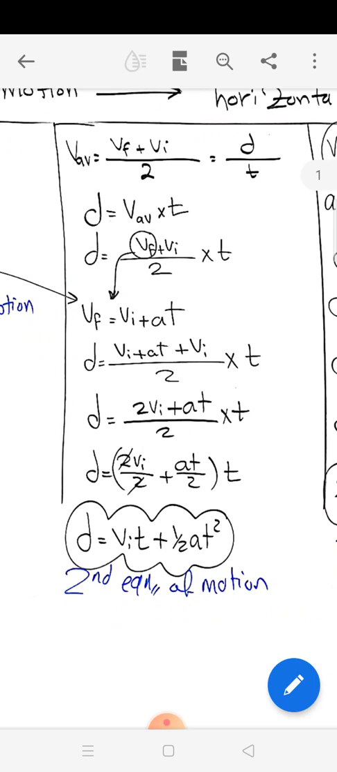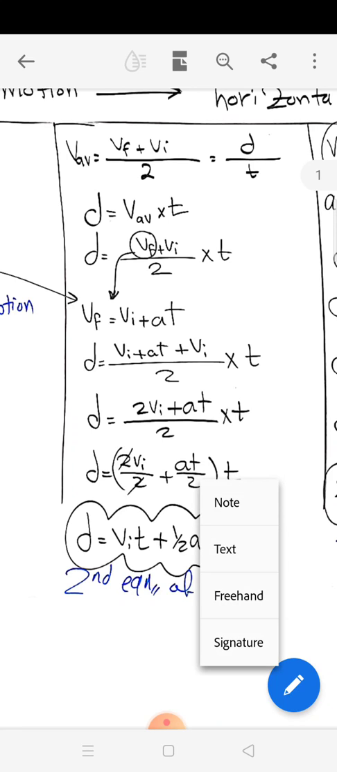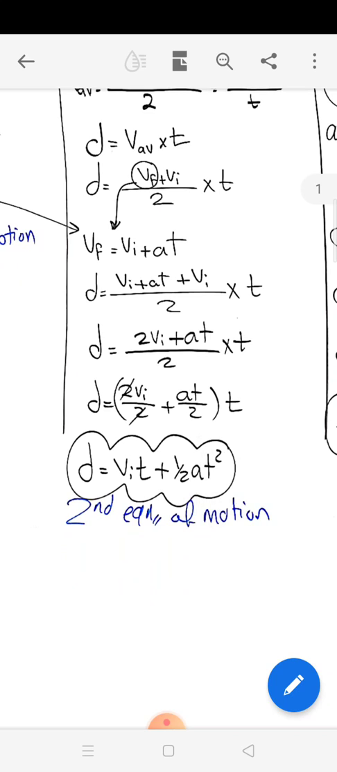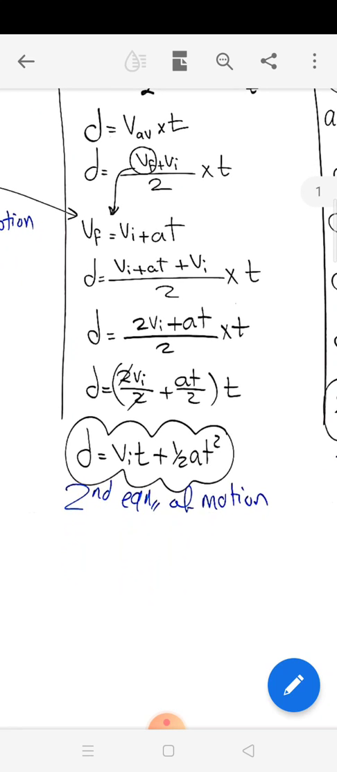So the displacement will equal v initial plus acceleration times time plus v initial, over 2, times the time. So displacement will equal 2 v initial plus acceleration times time over 2, times time. Again, the displacement is 2v initial over 2 plus acceleration times time over 2, cancelling 2 with 2, so the displacement will equal v initial times time plus half acceleration times t squared. So that's the second equation of motion.